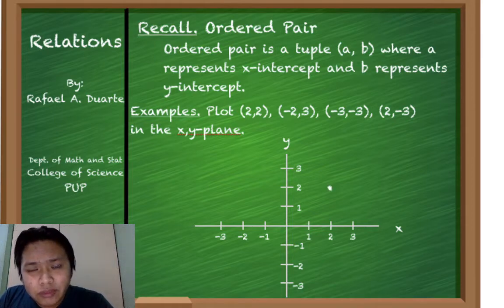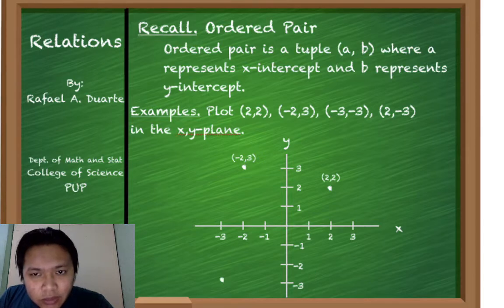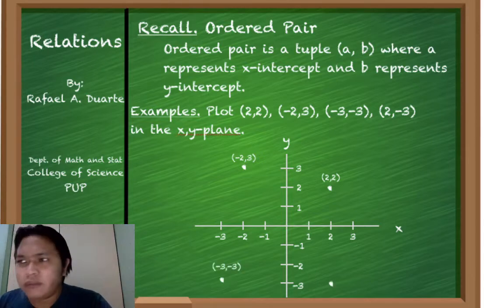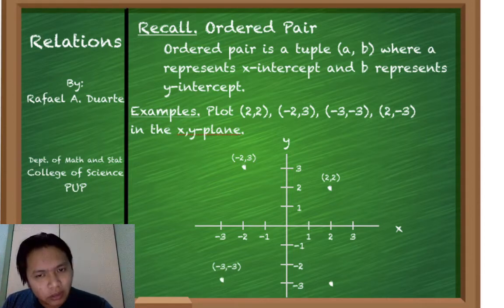The first coordinate is 2 on x, and then 2 up on y. So that's the point (2, 2). If you want to plot (-3, 2), then (-3, -3), and then (2, -3). Again, this is very high school plotting of points on the xy coordinate plane, or the Cartesian plane.